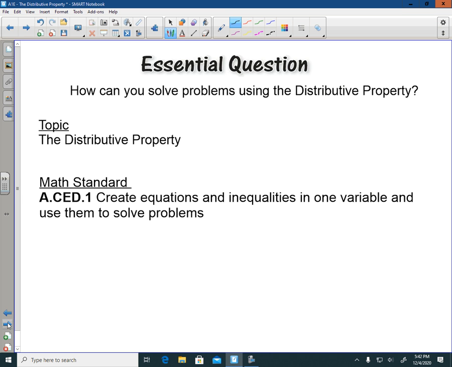All right, on your new set of notes, let's start. So the topic is the distributive property. That's the new property you're going to learn today. The essential question, how could you solve problems using the distributive property? Make sure that topic makes it into the table of contents of your notebook, and let's get started.